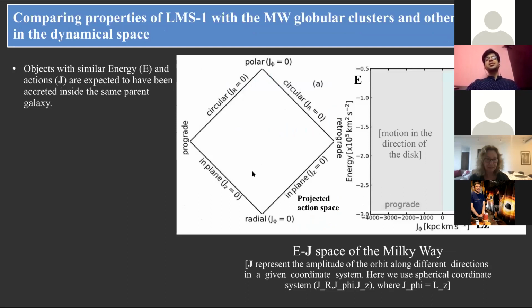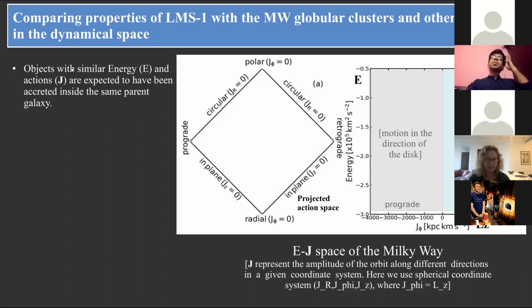And the idea is that systems or stars that are very closely clustered in these maps must have accreted within the same parent galaxy. The reason for that is that we know that the energy is conserved in an axisymmetric potential, which means that the objects that would have accreted inside the same parent galaxy must have more or less similar energy because they were accreted on very similar orbits.